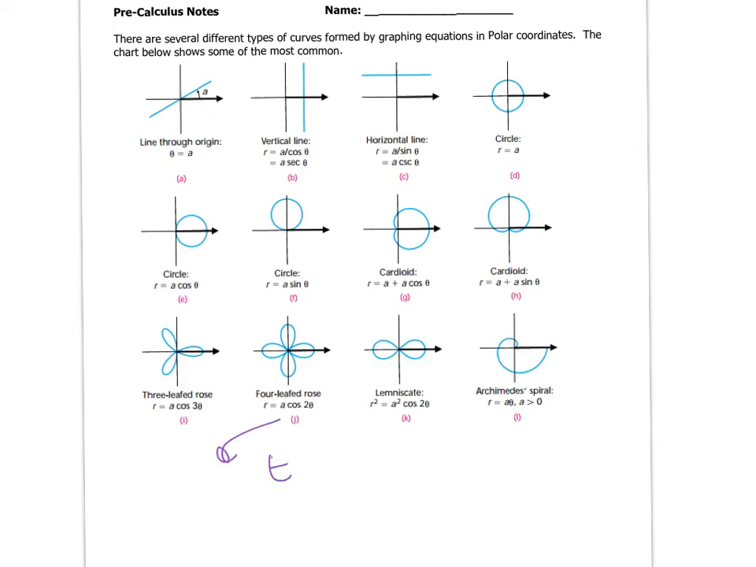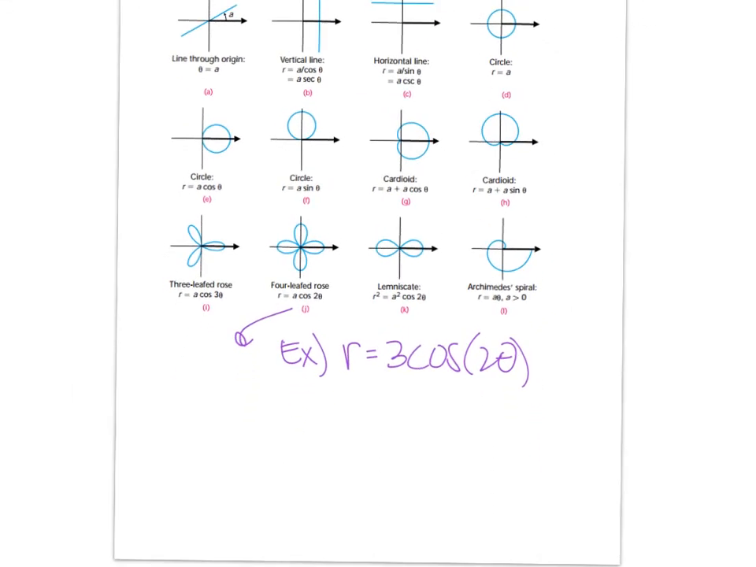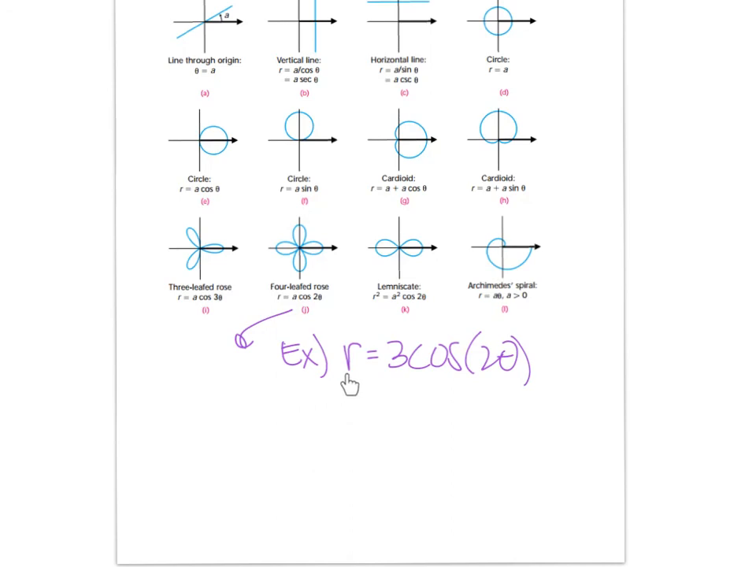Let's take this rose, for example. Let's say that you were asked to graph r equals 3 cosine of 2 theta. First of all, you know that you're graphing in polar coordinates because it's r equals. So what you need to do on your calculator is go to mode, change your mode to polar, which is POL, and then once you go to your y equals it is now r equals. And then you can just type in your function.